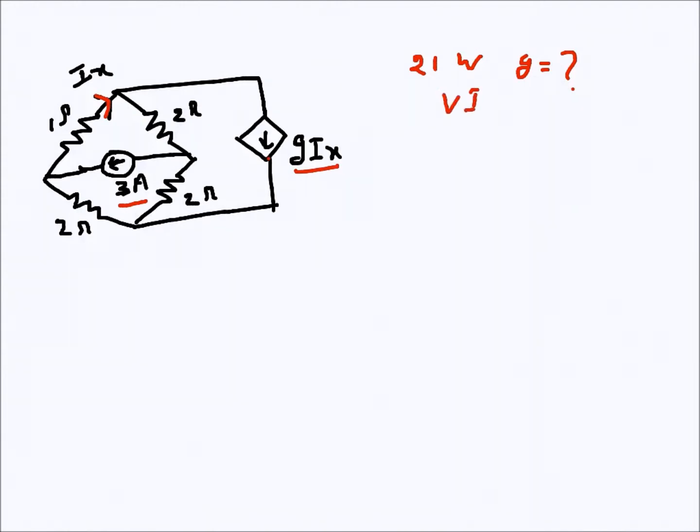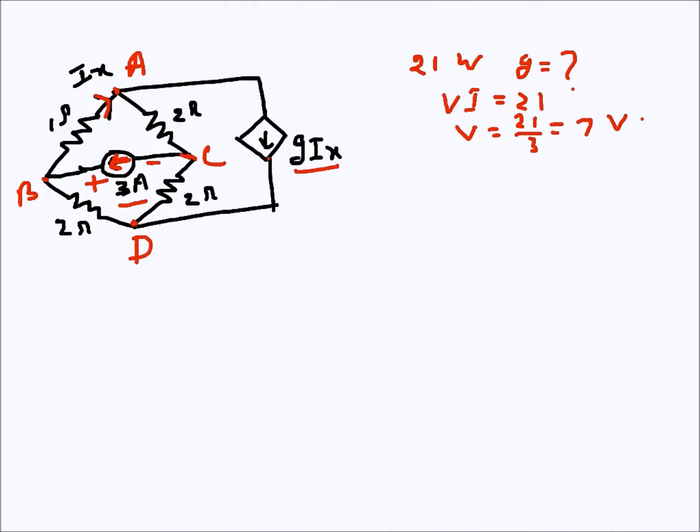So VI is 21, I is 3, so V is equal to 7 volts. That's the voltage here. So if I assign the polarity, this should be in the direction of the current, since it's a source. In the direction of current, it's a rise. Now let's label these nodes. This is A, this is B, this may be C, and this is D.